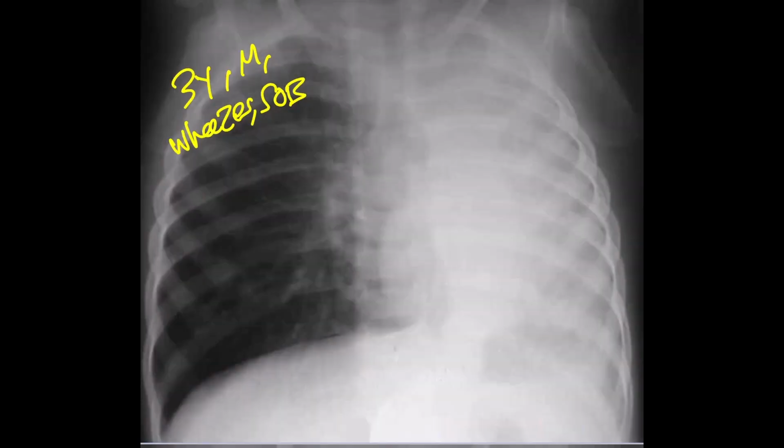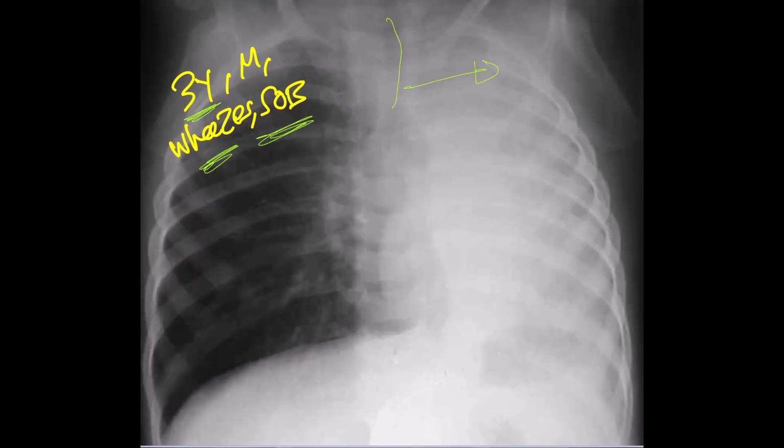This is the X-ray of a 3-year-old child who presented with wheezes and shortness of breath to the ED. Again, you can see that the airway is shifted towards the total lung whiteout, the massive total lung whiteout on the left side. Among the signs pointing to the cause of this total lung opacification, you have the airway shifted towards the site of the atelectasis, and also the heart itself is shifted as well.